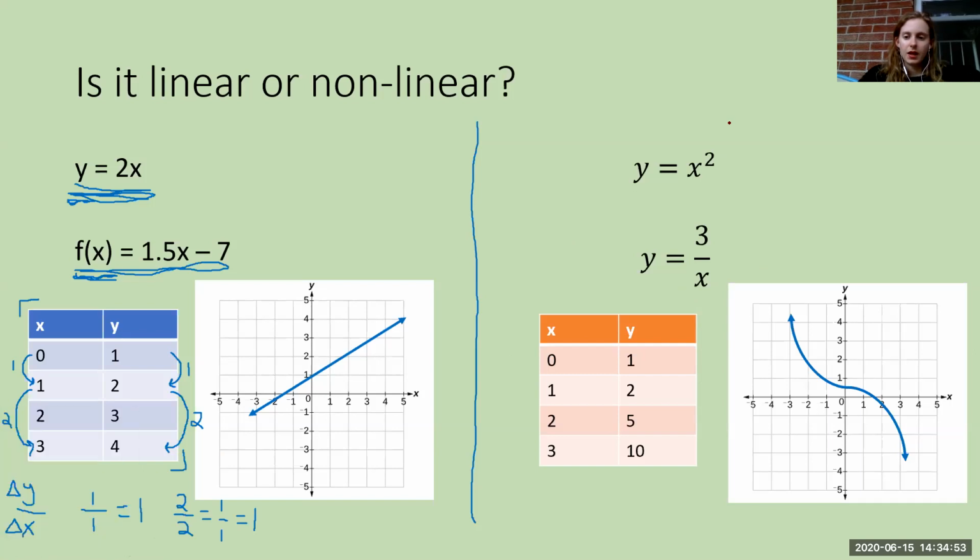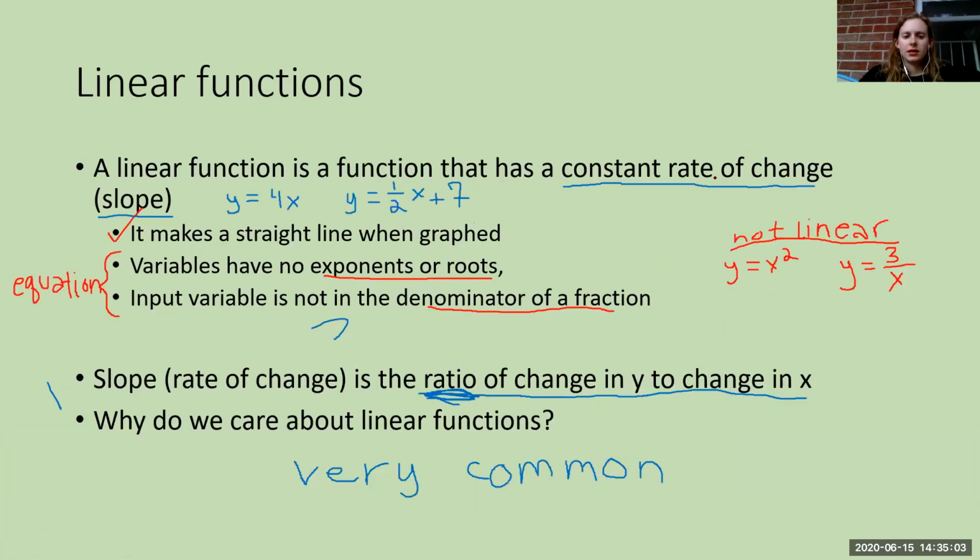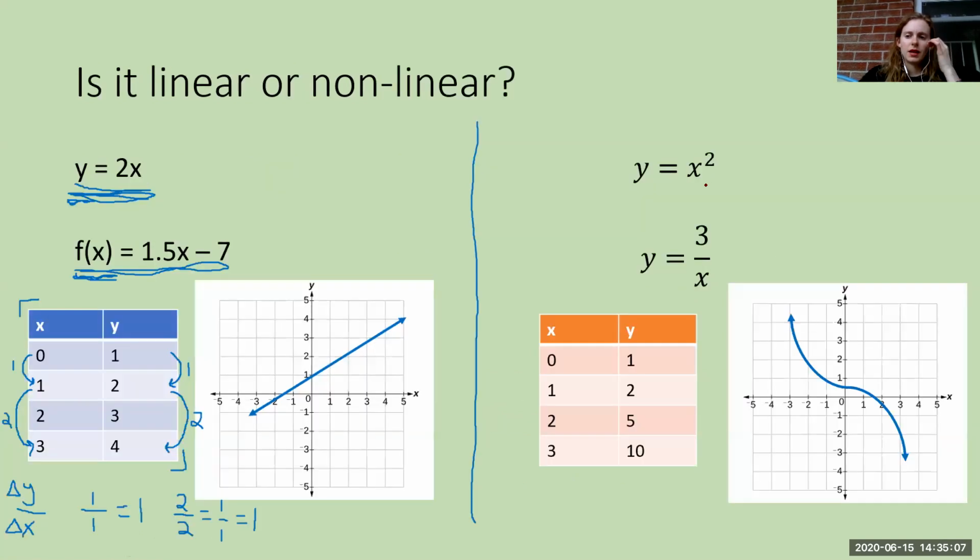So this first equation, y equals x to the power of 2, or y equals x squared. Based on what we talked about in the last slide, looking at this first equation, y equals x squared, how do we know that this is a non-linear function?